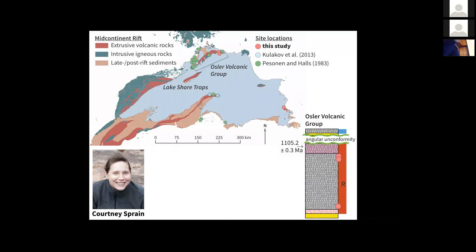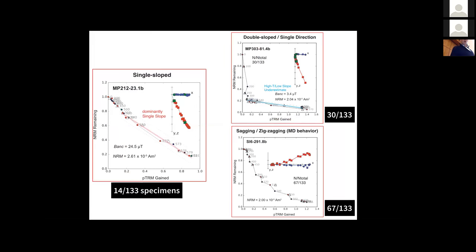Okay, so this motivates, the Midcontinent Rift has a sort of central place in this record, and has motivated work and experiments that Courtney has led and that Kevin Gasco has also helped run on material largely from the Osler Volcanic Group, which is shown here. And here's an example of some of the results.